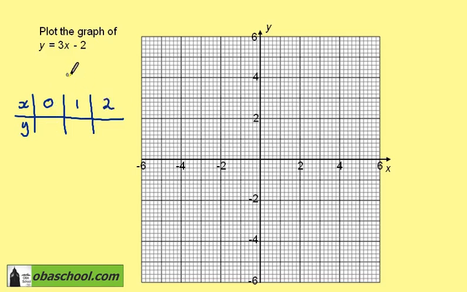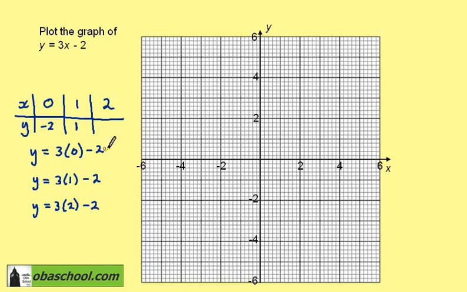So when x is 0, substituting into the equation, we have y is 3 times 0, take away 2, which is minus 2. When x is 1, y is equal to 3 times 1 take away 2. 3 take away 2 is 1. And when x is 2, y is 3 times 2 take away 2. 6 take away 2 is 4.